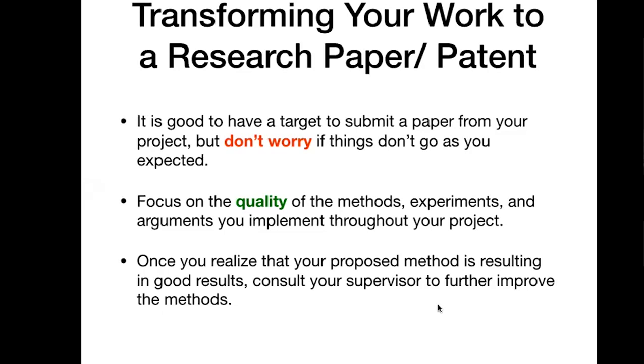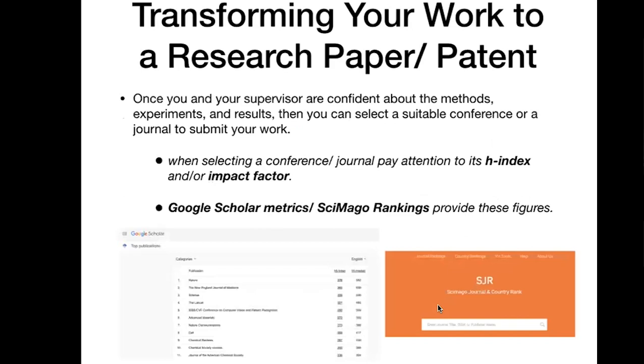And instead of thinking about such expectations, focus purely on the quality of the methods, experiments, and arguments that you implement throughout the project. That's very important, because like I said, excellence before success. If you focus on excellent aspects of your project, then success would automatically follow. And once you realize that your proposed method is resulting in good results, then directly consult with your supervisor to further improve the methods through their ideas as well. And once you and your supervisor feel confident about the methods, the experiments, and the results that you have gotten, then you can select a suitable conference or a journal to submit your work.